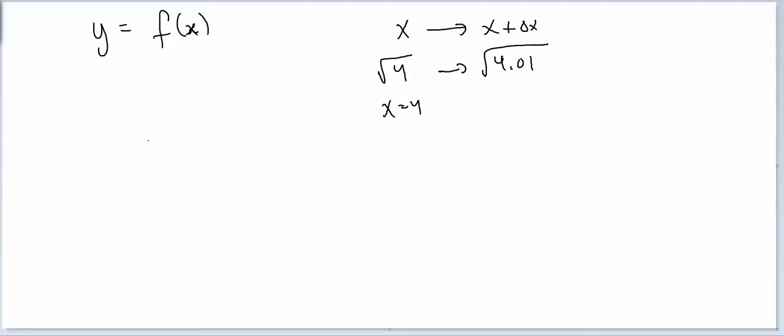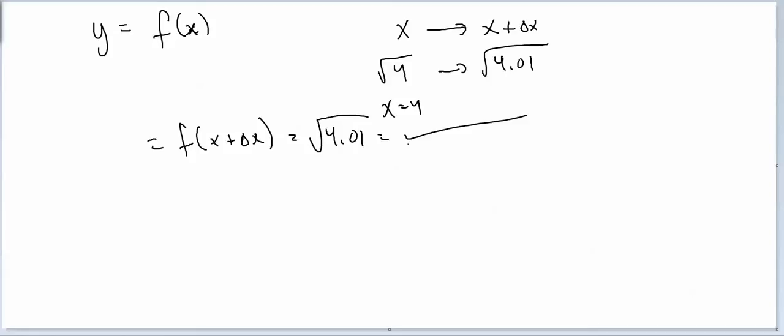How would we evaluate the function at x plus delta x? We could just use the regular function, plug in the root of 4.01, and bam. But that's beside the point. We're not trying to do the exact method. We're trying to use something called a differential.